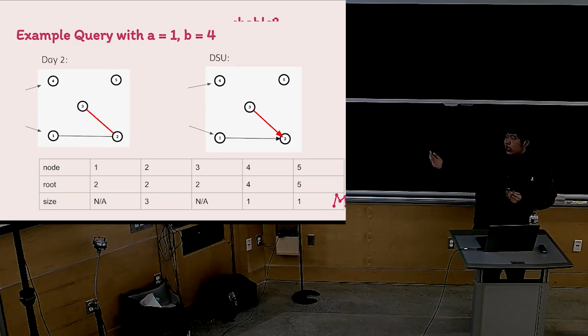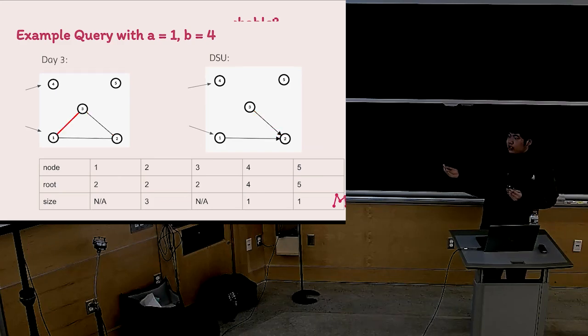So on day 2, we add an edge. Again, the nodes are still not reachable from each other. On day 3, we add an edge, and we also see from the DSU that the edge that we added from 1 to 3 doesn't actually change anything.